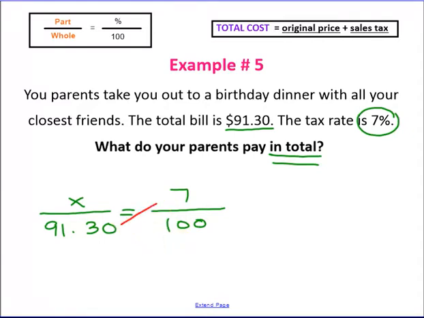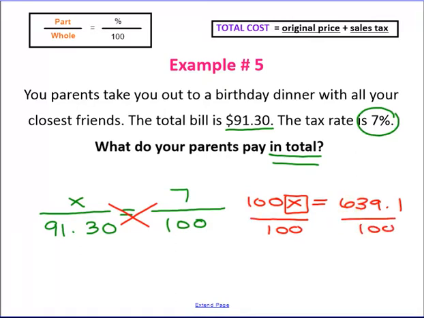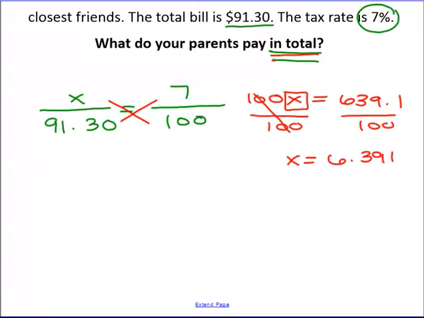So I'm going to go ahead and cross multiply. 100 times x is 100x. 91.30 times 7 is 639.1. Box the variable, divide both sides by 100. This cancels. X equals 6.391. Now it's asking how much we pay in total.